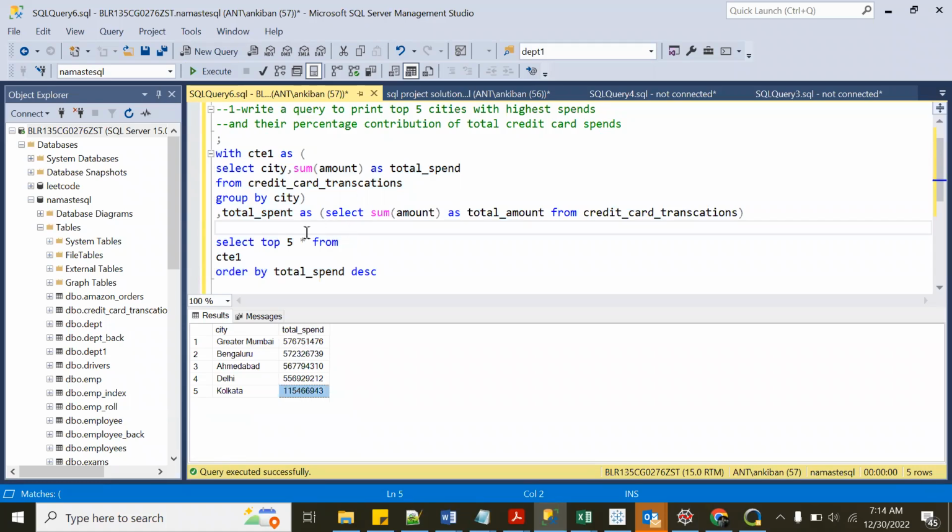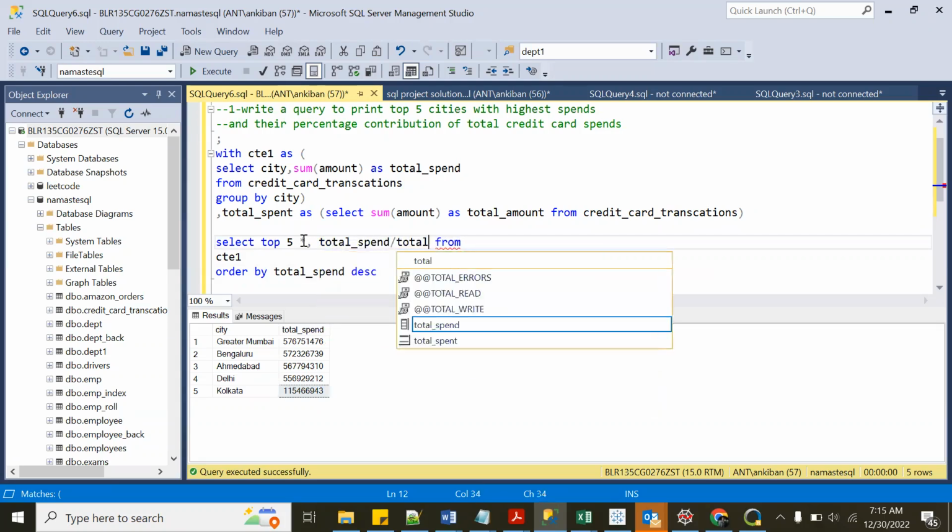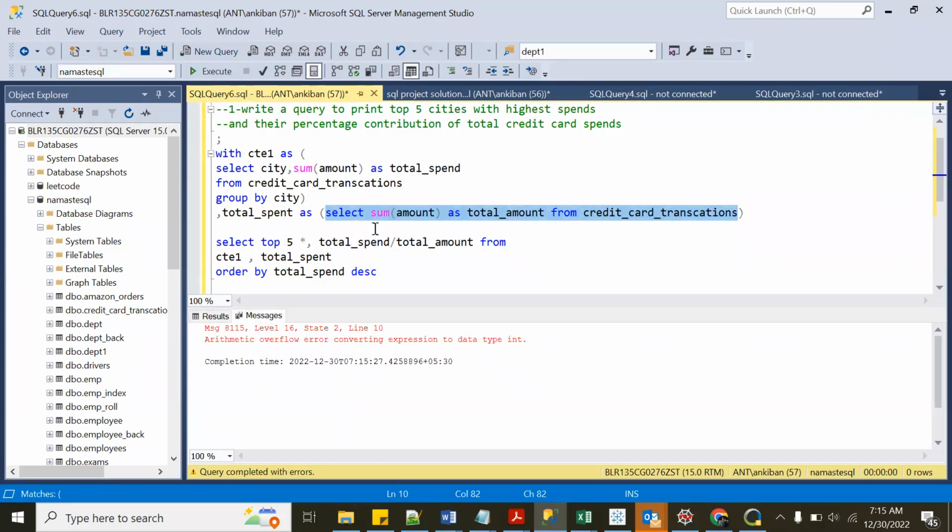Now I have to find percentage of overall, right? So I will say city, and then total spend divided by total amount, right? This total amount will come from where? It will come from total spend. So I will say CT1, comma, this. So I don't have to put any join condition here, right? Because this total spend is only one row, so I just want this row to repeat.